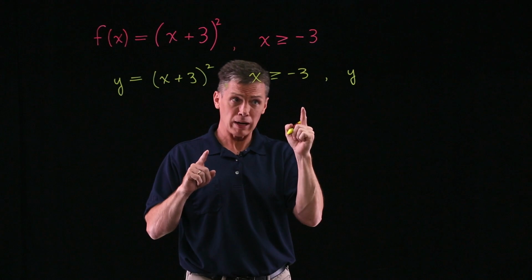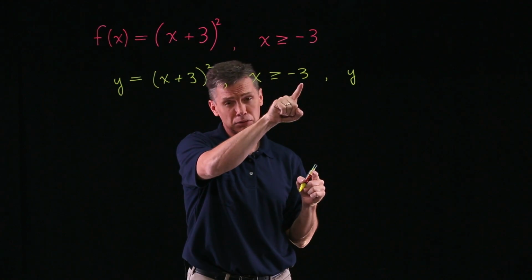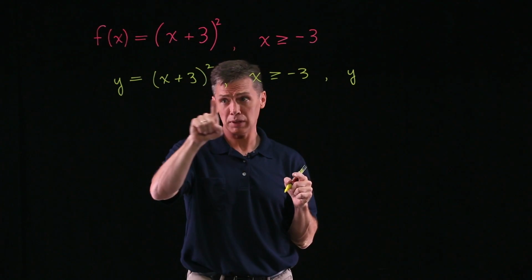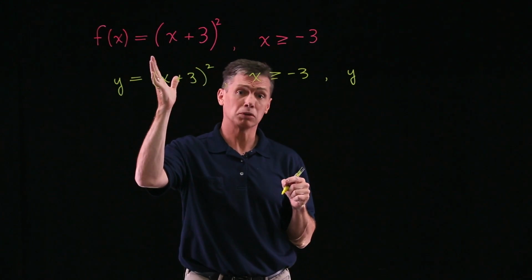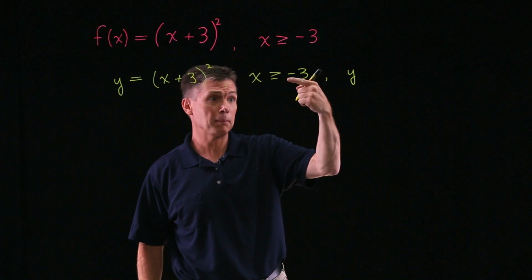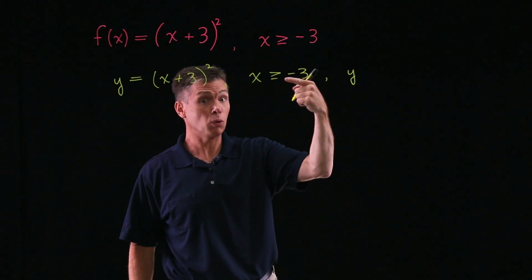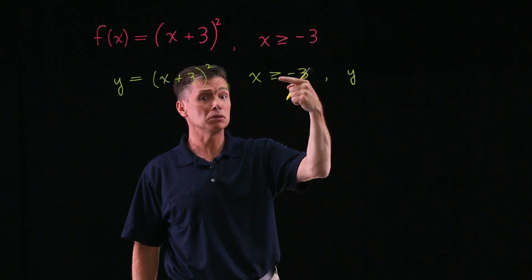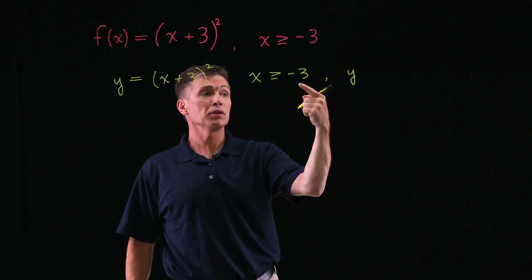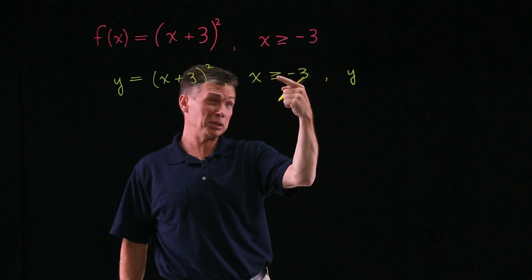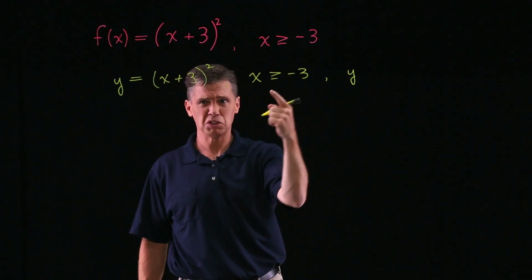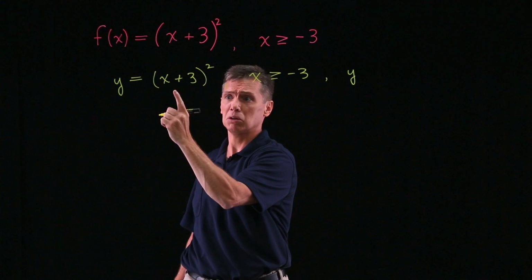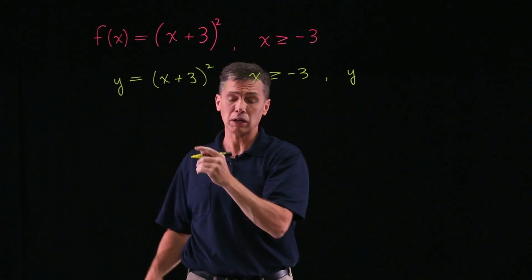The y values, let's start with the negative 3 for x. If I put that in here, negative 3 plus 3 is 0, squared is 0. So I know right at that boundary, that "or equal to," the y value is going to be 0. And then x is supposed to be getting bigger than that. So negative 2, negative 1, 0. I'll throw a 0 in here. I like that. That's easy. 0 plus 3, squared, is 9.